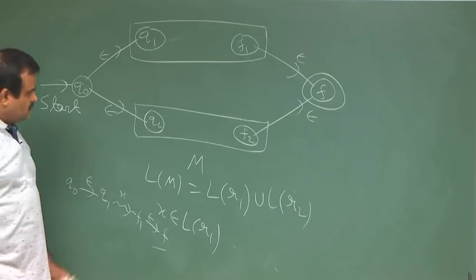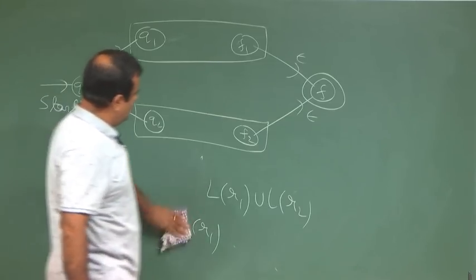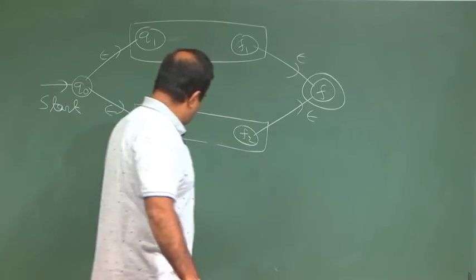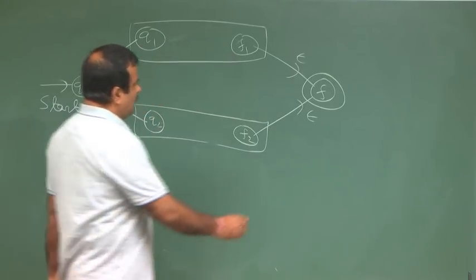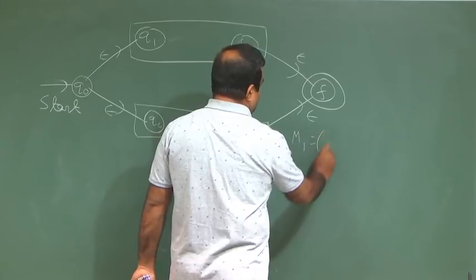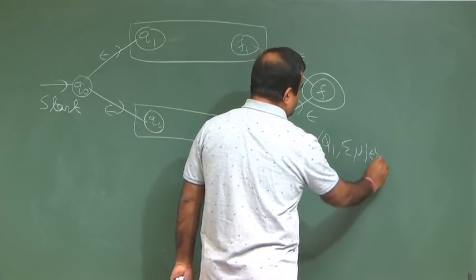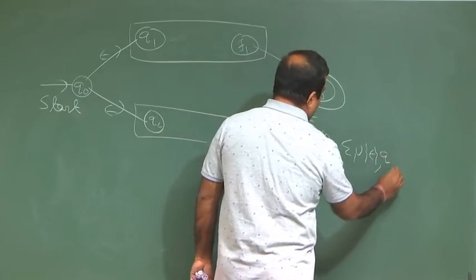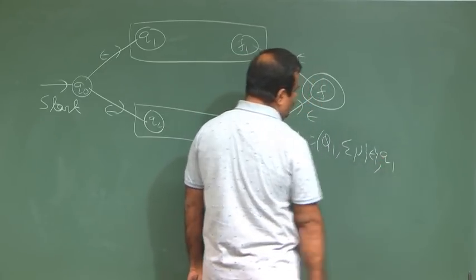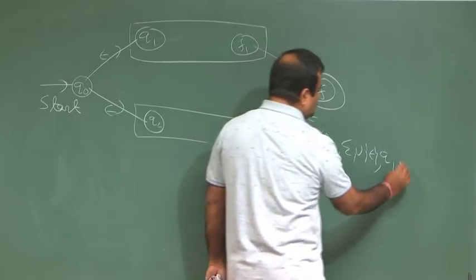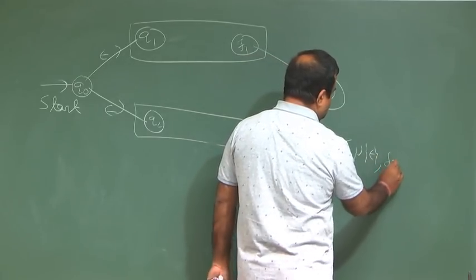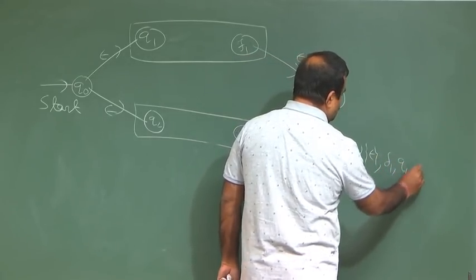Okay. So, we can formally define this M with the help of a tuple. Say M1 is Q1, Σ, delta 1, which is the transition function, small q1, f1.